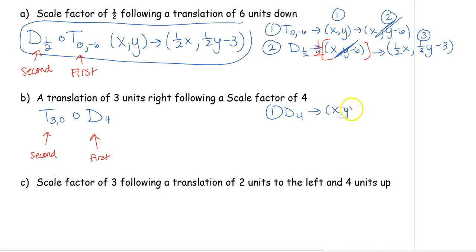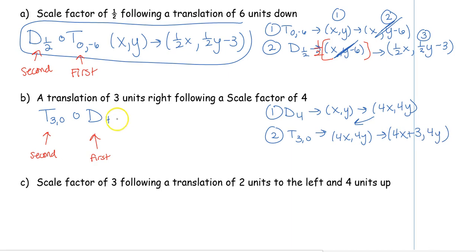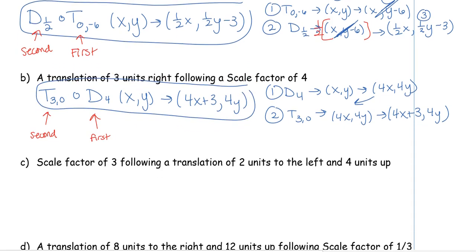I'm starting at xy. If I dilate by 4, everything gets multiplied by 4. The second thing I do is I translate right 3. So I'm not starting at xy, this is where I start. I'm at 4x and 4y. From here, I'm going to go right 3. So my x is going to add on 3, my y doesn't do anything. So my notation here is xy, that's where I started. I end up at 4x plus 3, comma 4y. You really want to make sure that you do these in steps so that you don't make a mistake.